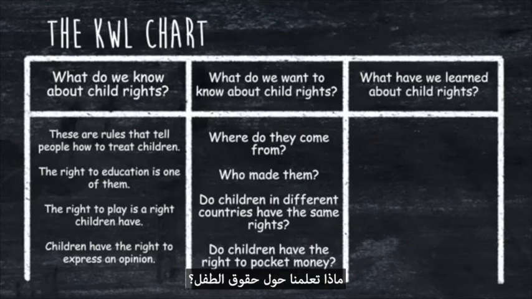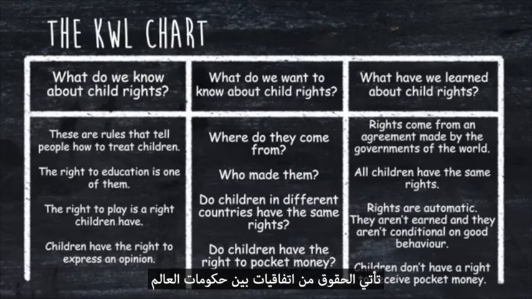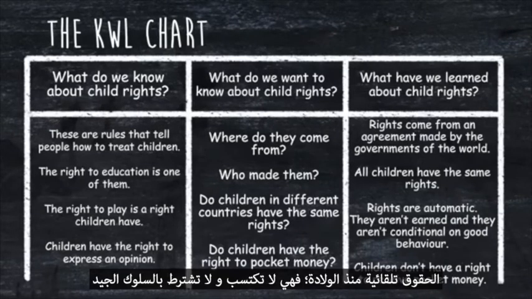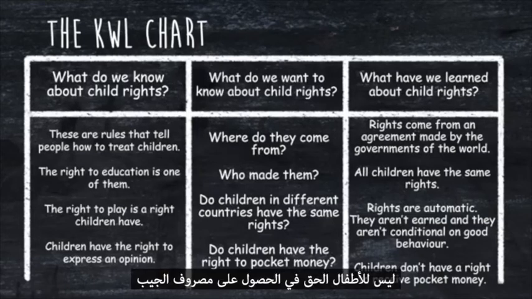What have we learnt about child rights? Rights come from an agreement made by the governments of the world. All children have the same rights. Rights are automatic. They aren't earned and they aren't conditional on good behaviour. Children don't have a right to receive pocket money.